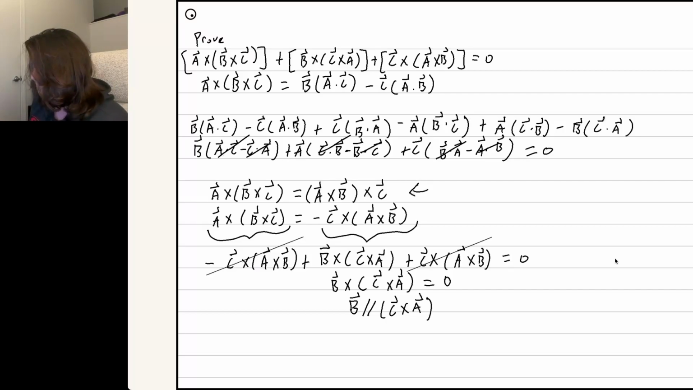In turn, C cross A has to be perpendicular to both C and A individually. Which means also that B has to be perpendicular to C and B is perpendicular to A.